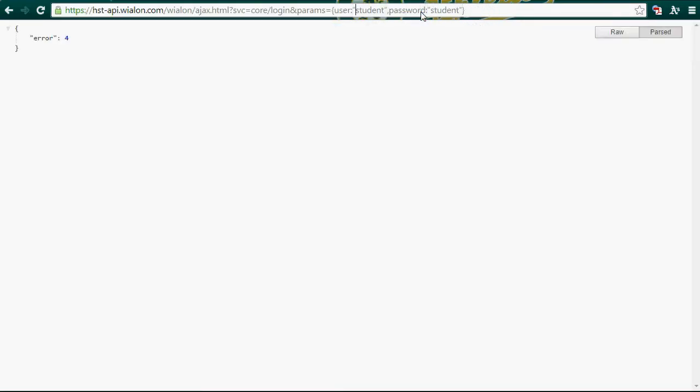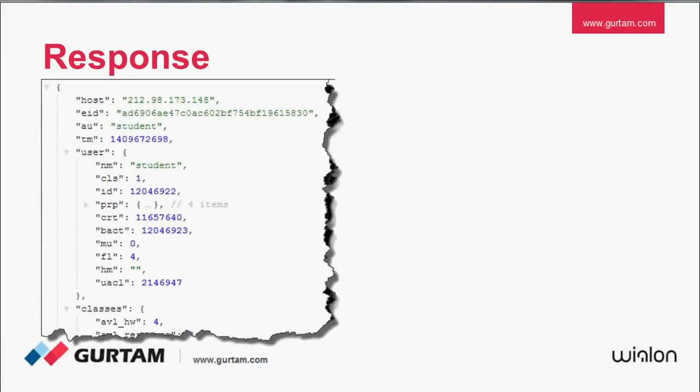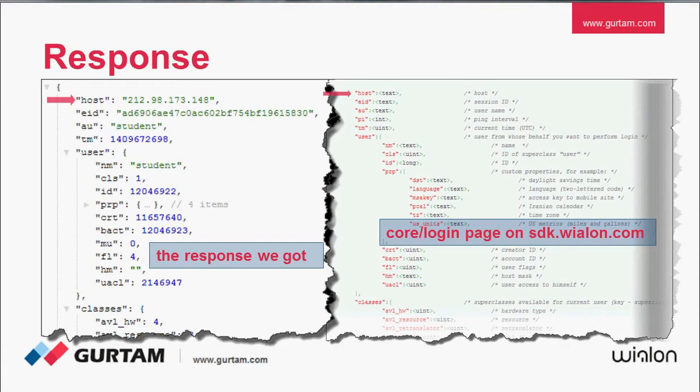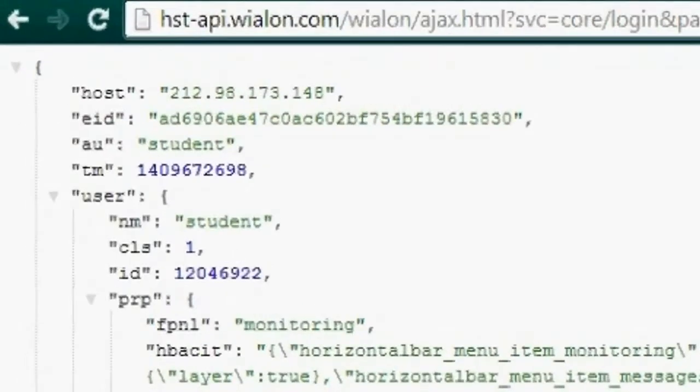But you can also get an error response. To correct the error, delete all spaces and check the username and password. If we compare the response data with the format we saw on sdk.wialon.com, we will see that the data we have received as a response from Wialon is the same type as the data that we're supposed to receive. Specifically, we have received host information, EID, and user information. EID is a session identifier.